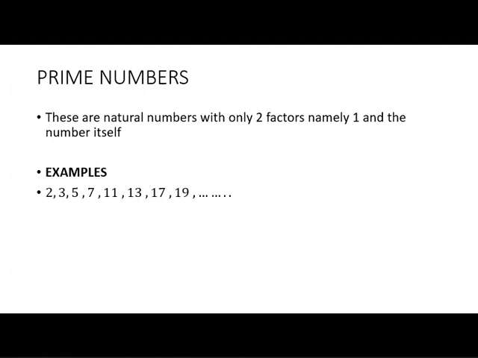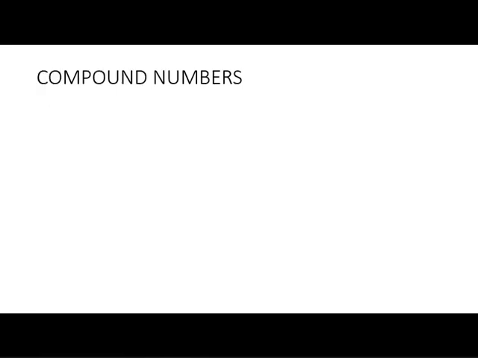Then we've got compound numbers. What are compound numbers? Compound numbers are simply numbers that have more than two factors. So any number that has more than two factors will be called a compound number. Examples will be your 4, your 6, your 9, and so forth, because 6 has 4 factors. So any number that has more than 2 factors will be called a compound number.